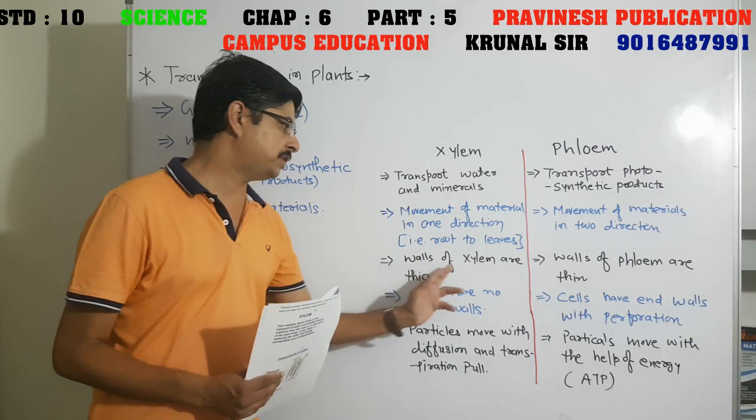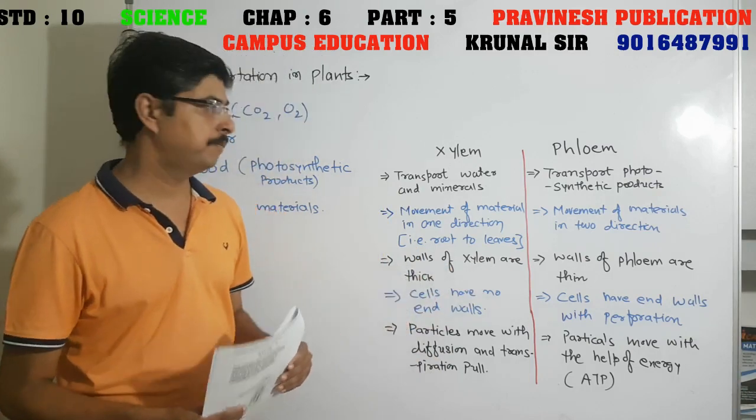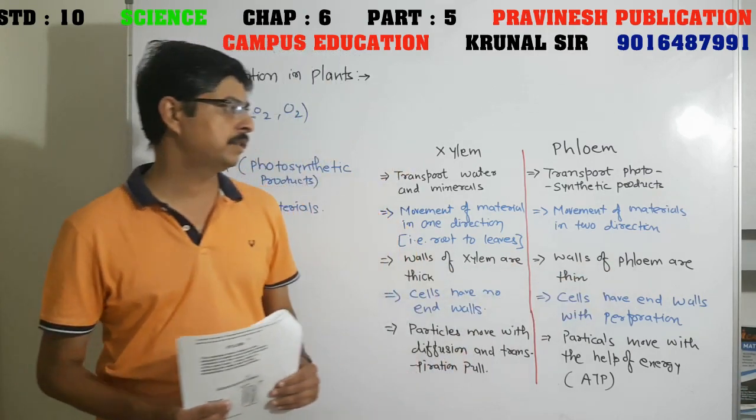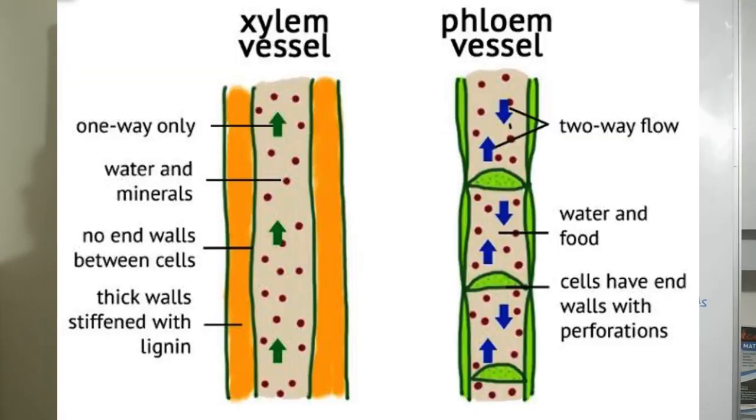Next point, walls of the xylem are thick and walls of the phloem are thin. Again on your screen, you can see that the walls of a xylem are thick and the walls of a phloem are thin. Next point, xylem cells have no end walls. You can see in the diagram again, xylem cells don't have any end walls, while phloem cells have end walls with perforation.